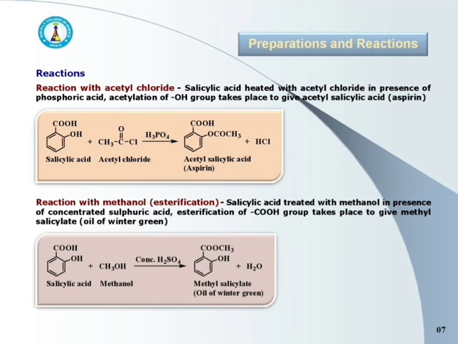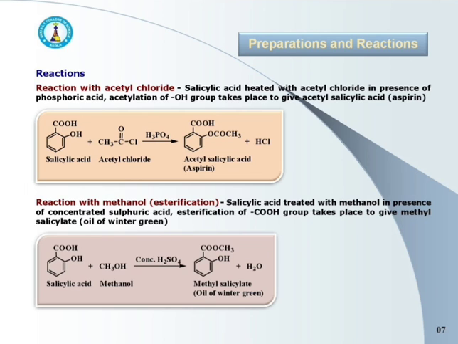Now the reactions of salicylic acid. First, reaction with acetyl chloride. When salicylic acid is heated with acetyl chloride in presence of phosphoric acid, H3PO4, acetylation of the OH group takes place to give acetyl salicylic acid.